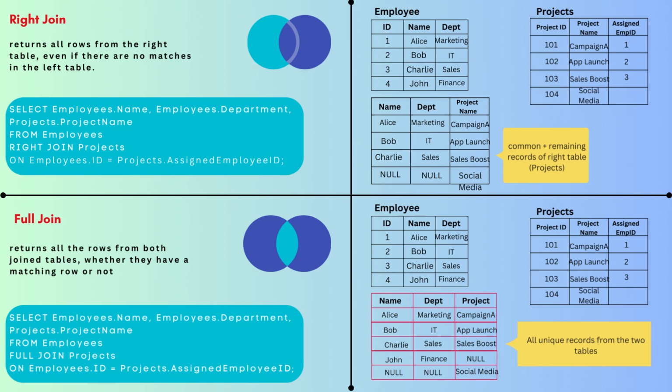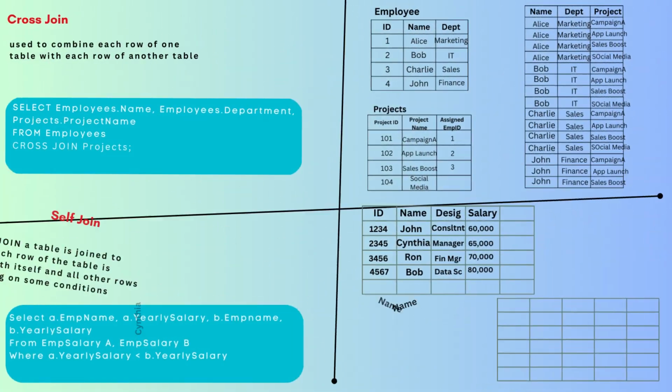Now let's come back to the full join. Full join returns all the rows from both the joined tables, whether they have a matching value or not. So the syntax will remain the same, except it says full join projects. Now the result will show the common records, Alice, Bob and Charlie, plus it will show the leftover records, the remaining records from both the tables. So if you notice here, it's showing John, and it is showing the social media campaign as well.